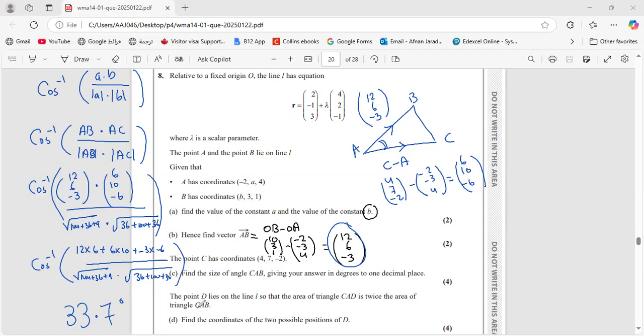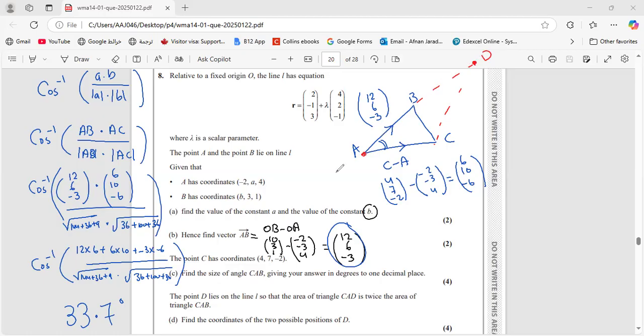The last question: the point D lies on L also, so that the area of triangle CAD is twice the area of triangle CAB. So CAD, for example D here, look, is twice the area of CAB. So looking at AB, I need to find AD equals what?